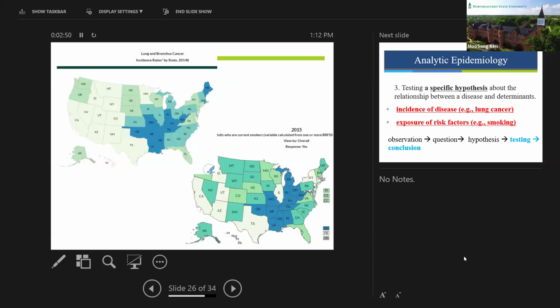So you make the questions, and then you can set up an association, a hypothesis, right? Your hypothesis would be that smoking causes lung cancer. So by observing data, then making a question, we can set up the hypothesis. The hypothesis is that smoking causes lung cancer, using data like this.